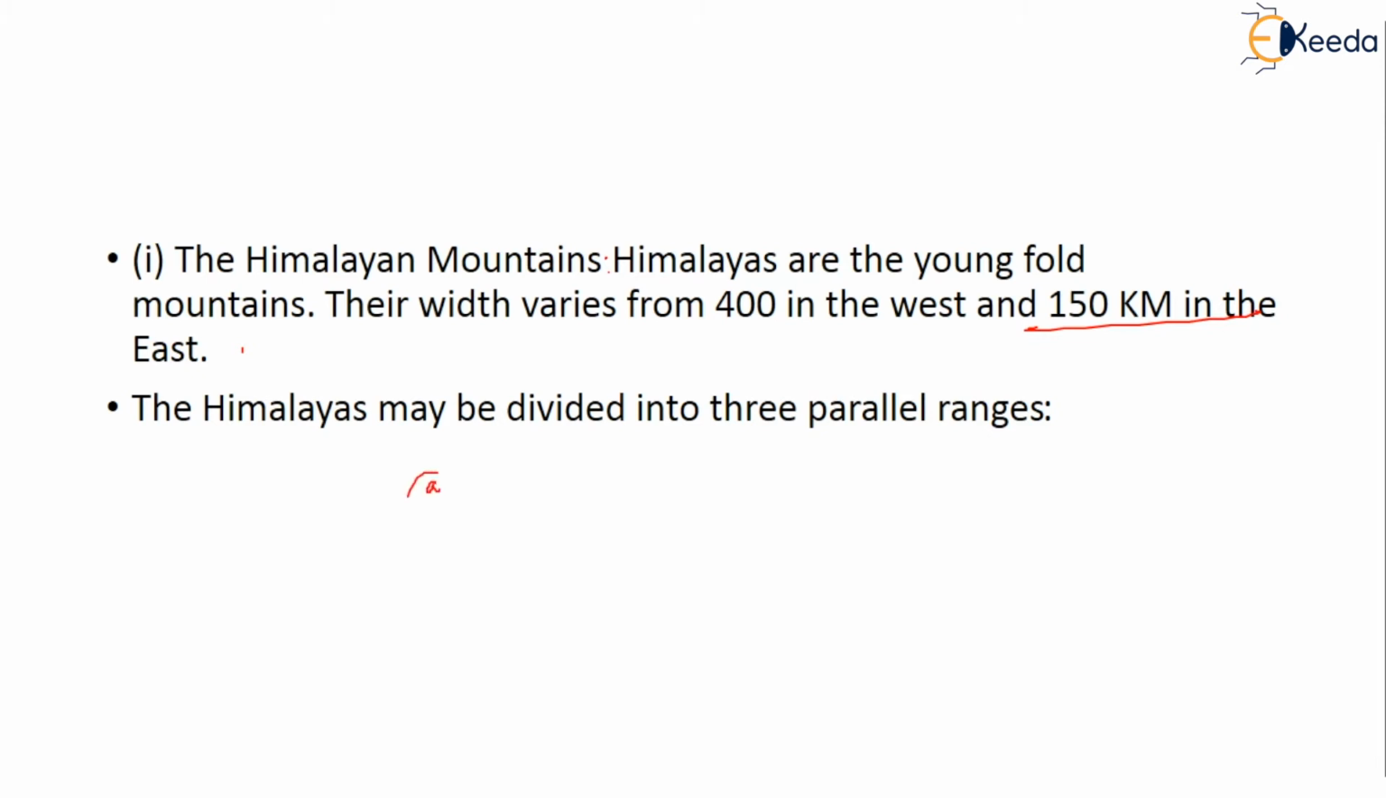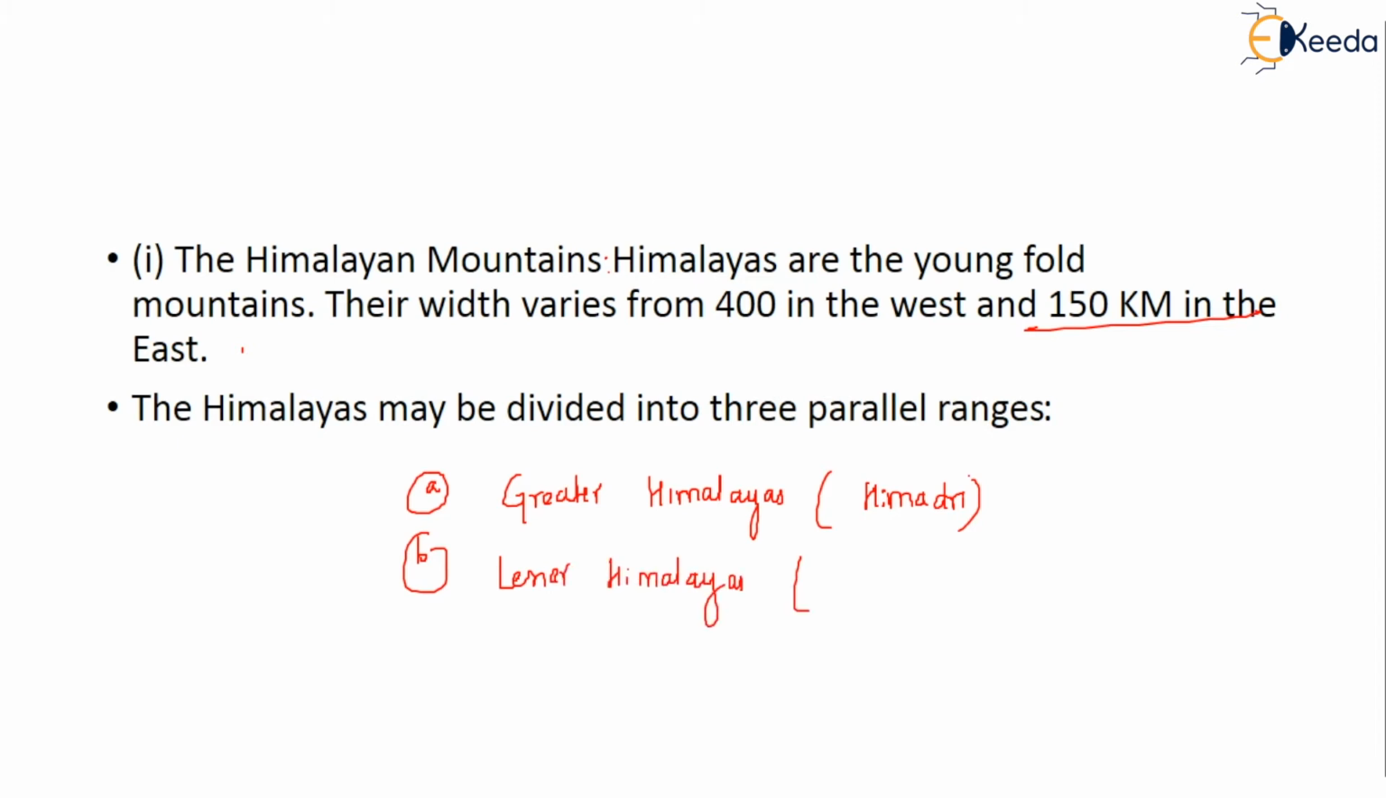Let me repeat. Greater Himalayas, also known as Himadri. The other one is Lesser Himalayas, also known as Himachal. What is the third one? Outer Himalayas, also known as Sivaliks.